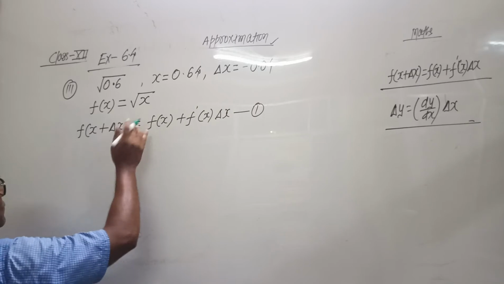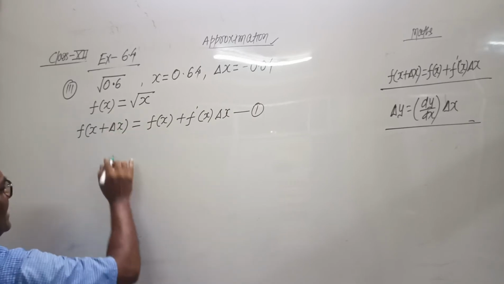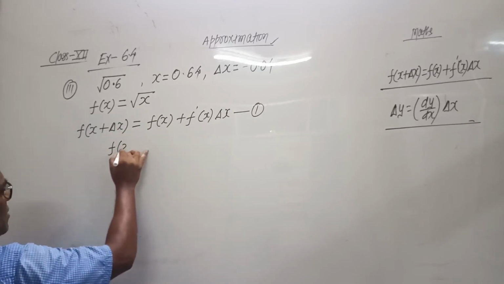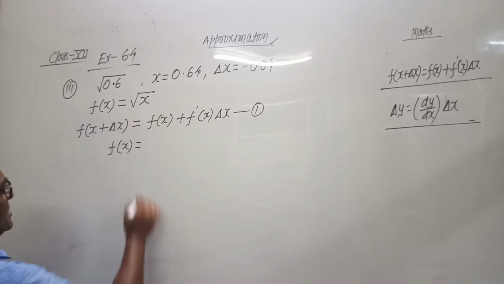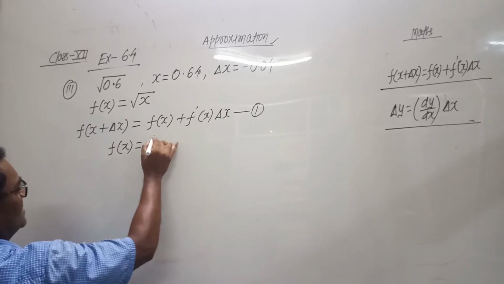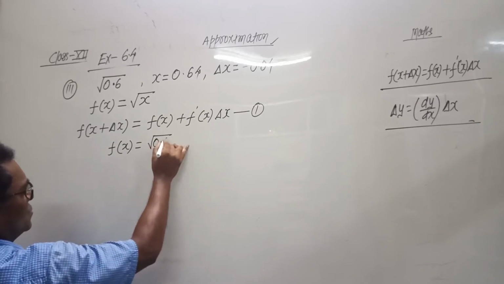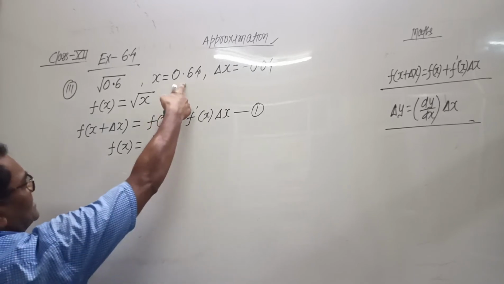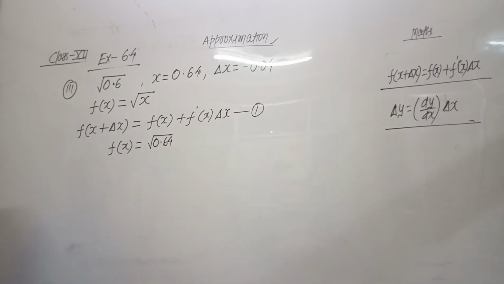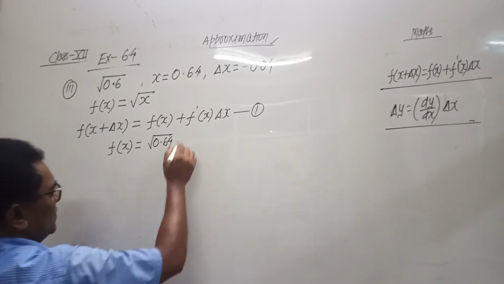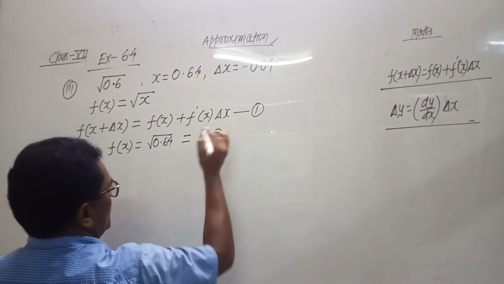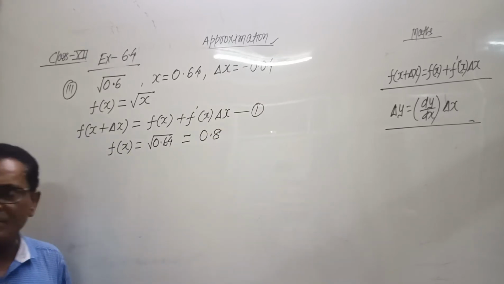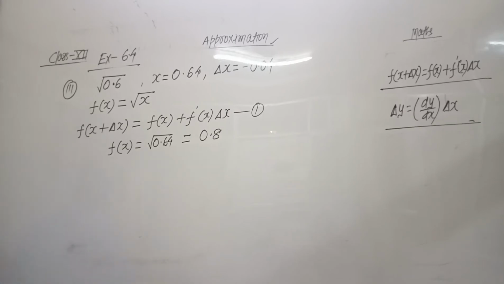Now we have to find the value of f(x). So f of x, and x we have taken 0.64, and the value of f(x) is root over x, means root over the value of x, which is 0.64. The square root of 0.64 is 0.8. So the value of f(x) comes to be 0.8.